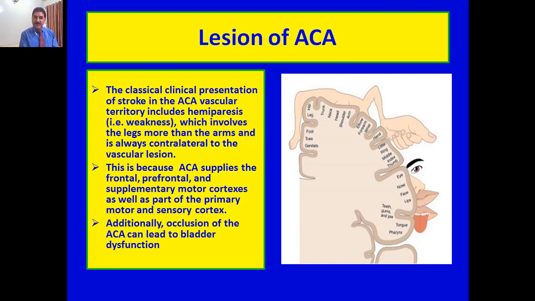This is because the anterior cerebral artery supplies the frontal, prefrontal and supplementary motor cortexes as well as part of the primary motor and sensory cortex. Additionally, occlusion of the anterior cerebral artery can lead to bladder dysfunction.